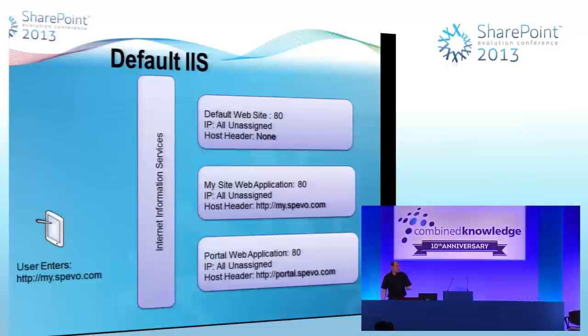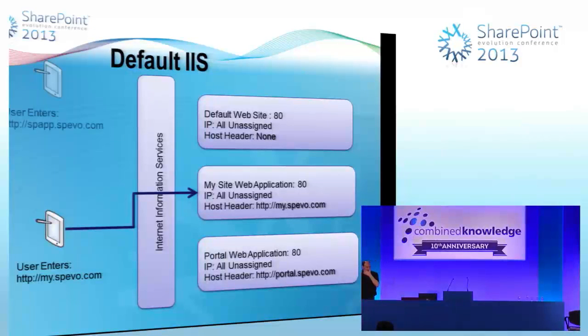So what happens? A user types http my.spevo.com, goes into IIS. IIS looks at the header, looks for the website that matches the header, sends them to the correct website. The user then goes to a SharePoint app, and the request comes back that says you need to go to http spapp.spevo.com. So IIS goes, I have no such host header for that in IIS. So what does it do? It sends it to the current default website. That's what we can't have, because obviously the apps won't get deployed properly.